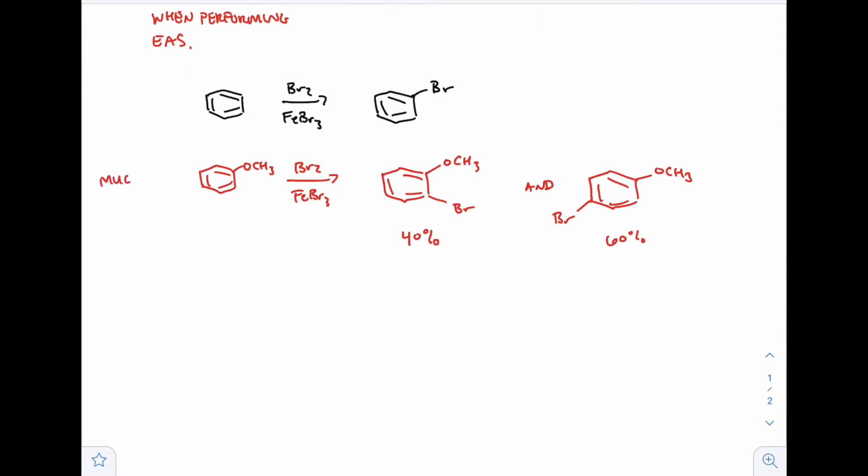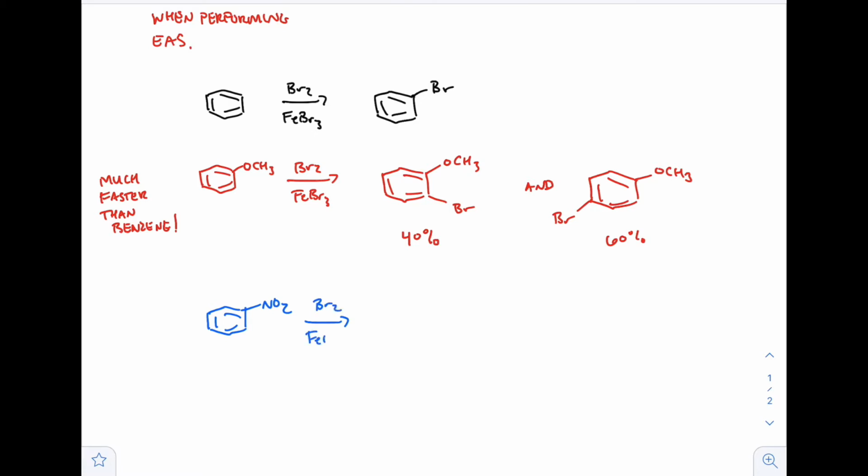So basically, this reaction right here is much faster than benzene, the one in black, right? Benzene is just like the standard. And so when we're comparing the rate of reaction, we're always comparing it to benzene, okay? So electron donating groups are faster than benzene.